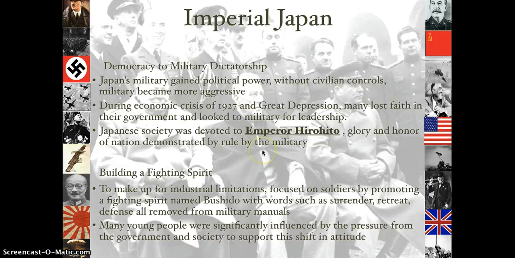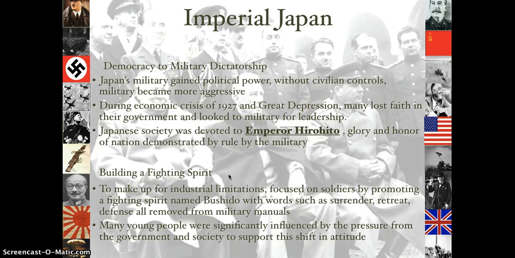And the society in Japan was significantly devoted to Emperor Hirohito. Japanese society at that time believed that he was a descendant of the gods and really wanted to bring honor and glory to their nation, and they believed the best way to do that was to be ruled by their military. And so pretty quickly these military guys start trying to influence society.